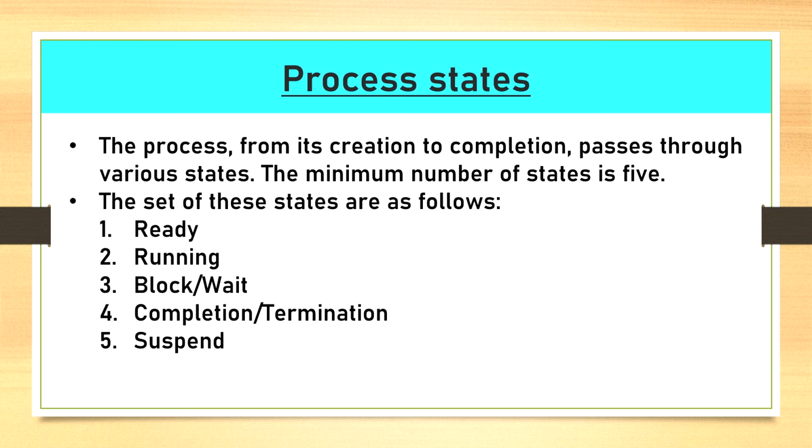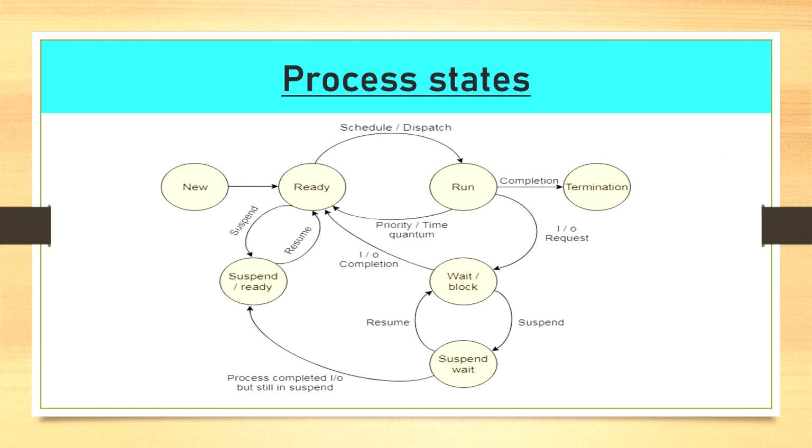Now let us discuss about the process states. The process from its creation to completion passes through a minimum of 5 states. The names of the states are not standardized, although the process may be in one of the following 5 states during its execution. The set of states are ready state when a process is newly created, running state or the processing state, followed by the blocked or waiting state, which comes into encounter if any interruption occurs or any input or output is awaited. Then comes the completion or termination state, reflecting the process is terminated after successful completion.